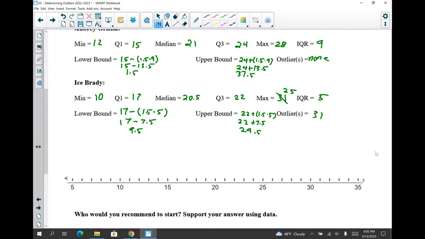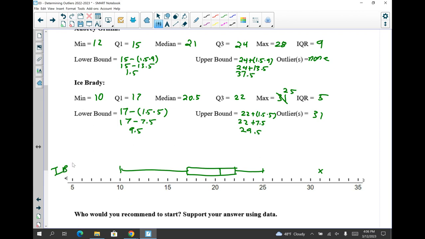Okay, so now we're going to make a box and whisker plot. I'm going to do Ice Brady's, and then I'll do Aubrey Griffin's above it. Quartile 1 is 17, so that'll be right there. Quartile 3 is 22. There we go. Median is 20.5. Now our new max is 25. Our min is 10. And then our outlier is 31. Okay, and that was for Ice Brady.